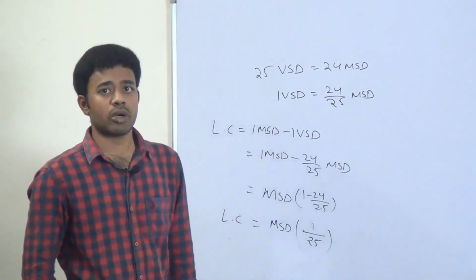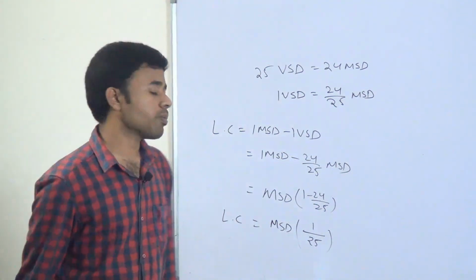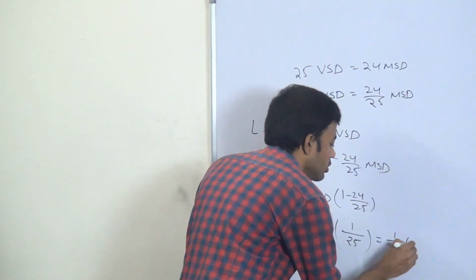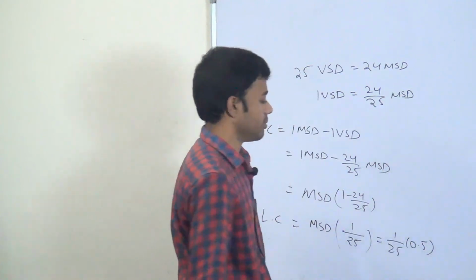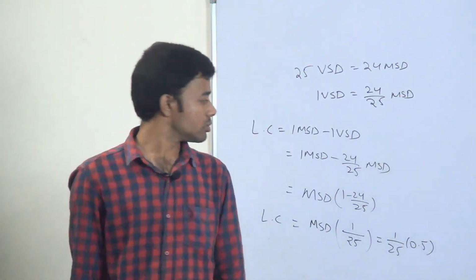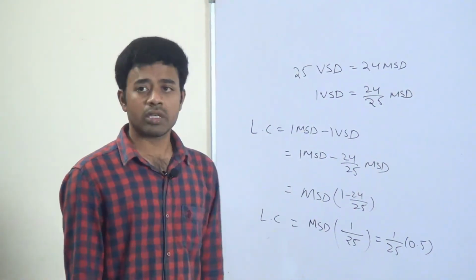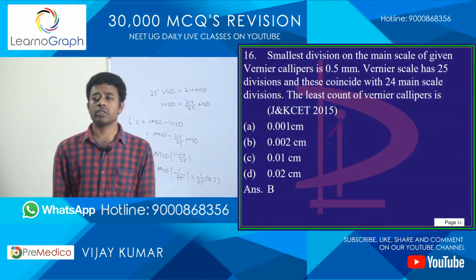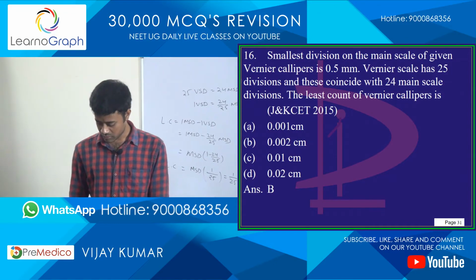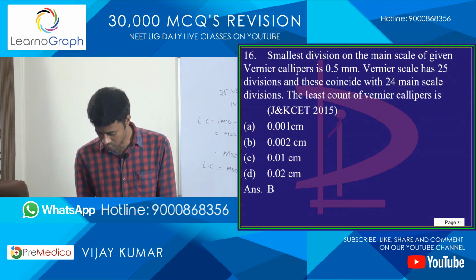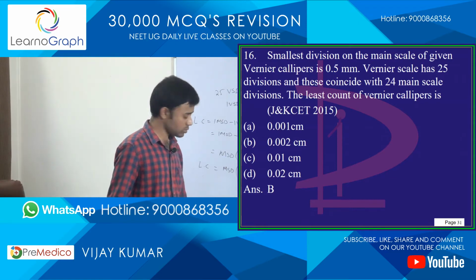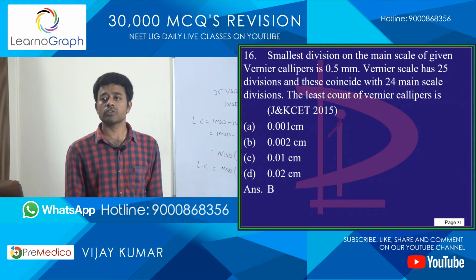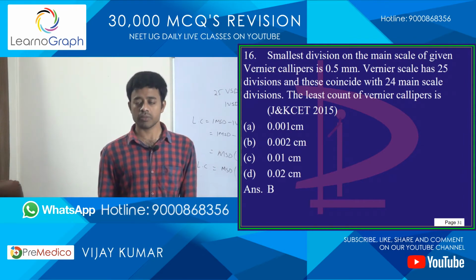But here the smallest main scale division is given as 0.5 mm. So it is 1 by 25 into 0.5 mm. It gives the value 0.002 centimeters, which is option B.